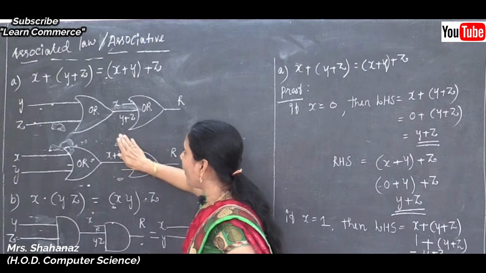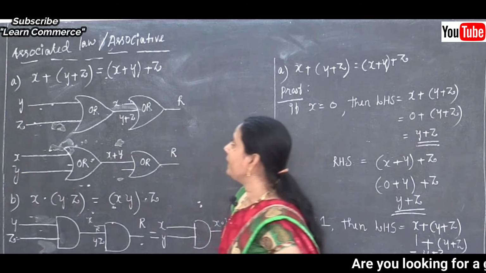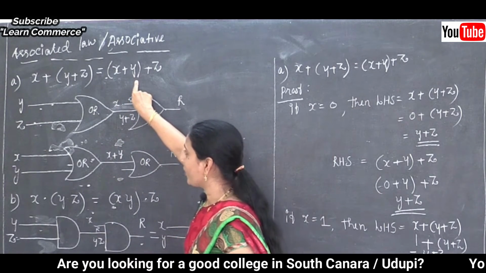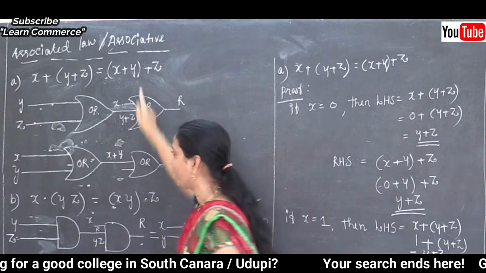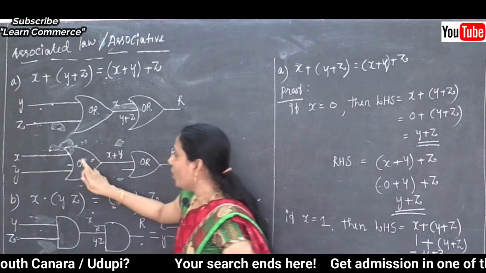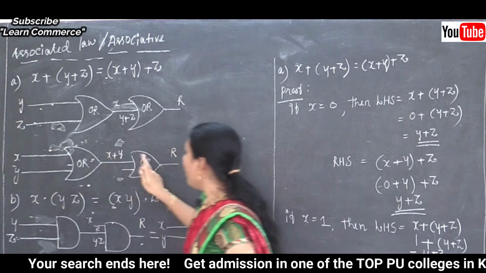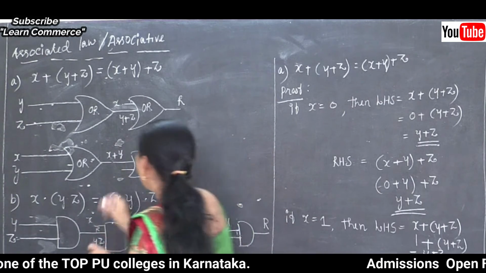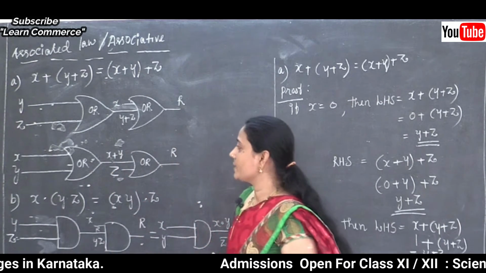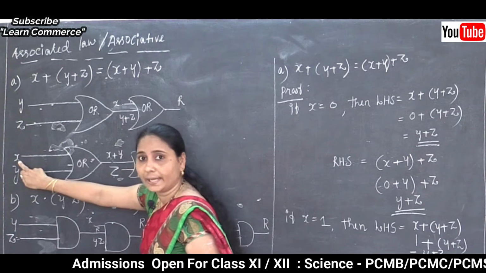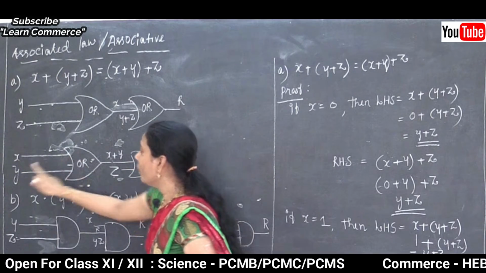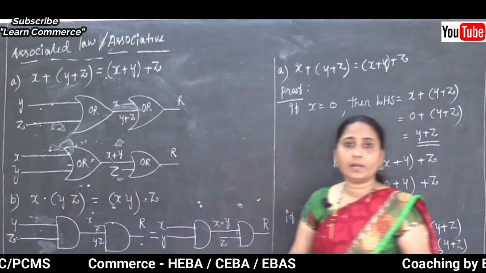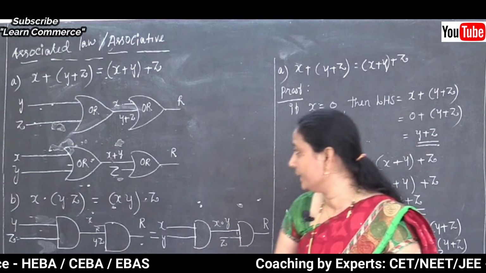Clear this one? Now for the right hand side, x plus y is there in parentheses, so first I am going to take that expression. So x or y, or z. Clear this point here? Or z. So this is our right hand side: x or y or z. Clear this part here? So this is the left hand side and the right hand side.